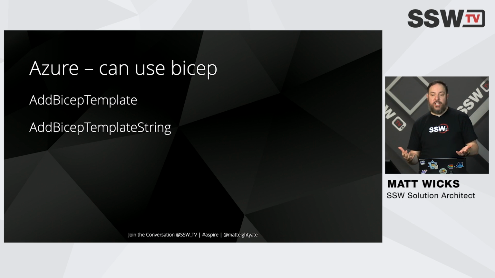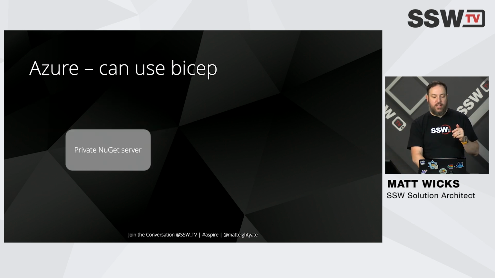The other thing you can do with Azure is use Bicep. Bicep is a nicer version of ARM. It's ARM under the hood, so there's a bit of a pun there. But it's your infrastructure as code for Azure. And the cool thing is that you can go add Bicep template and actually make a reference to a template in your repo or a NuGet package, or you can say add Bicep template string and actually put the long string in there. And the reason I think this is cool is that you could have your private NuGet server in your organization, and you've got a whole bunch of NuGet packages in there. So like, this is how we deploy a SQL server. This is how we deploy a web app.